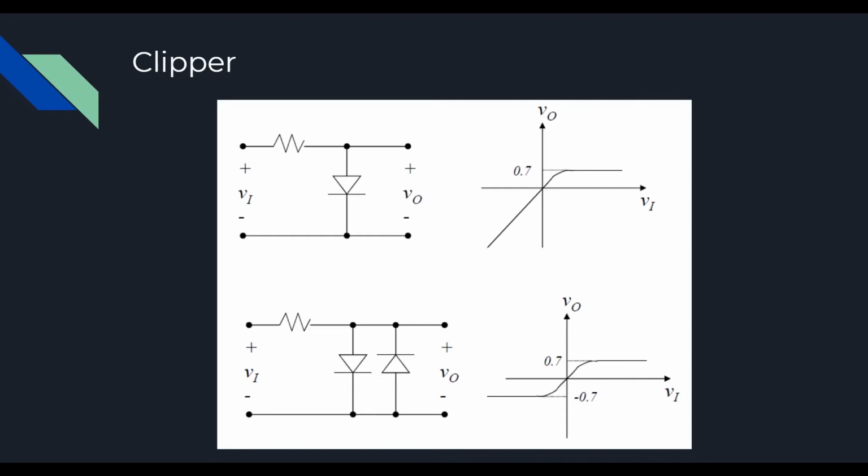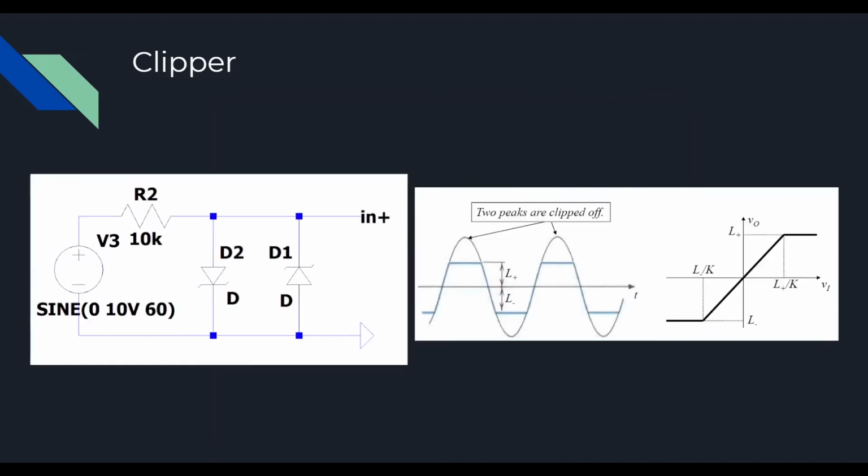And the same principle can also be applied to sine wave. In the graph of the waveform, we can see that between minus 0.7 and 0.7 volt, the magnitude of the output voltage will equal the input. When the input is higher than 0.7 or lower than minus 0.7 volts, the circuit will clamp the voltage.